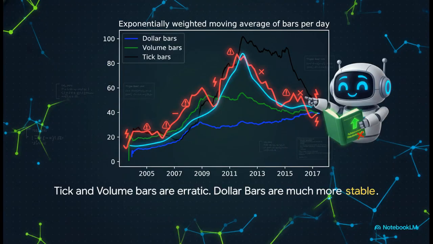Okay, and this right here, this chart just makes it so obvious. Just look at the black and green lines. Those are your standard tick and volume bars. They're just all over the map, right? Super spiky and erratic when the market's busy, then totally flat when it's dead. You just can't build a reliable model on that kind of chaos. But then, look at that blue line. That's for dollar bars. See how smooth and steady that is? That's the real heartbeat of the market. We're tuning into its economic rhythm, not just the ticking of some random clock.